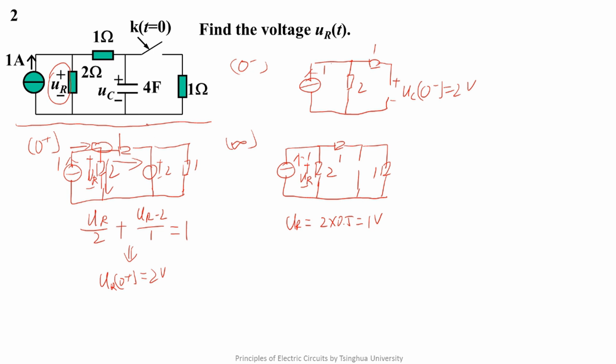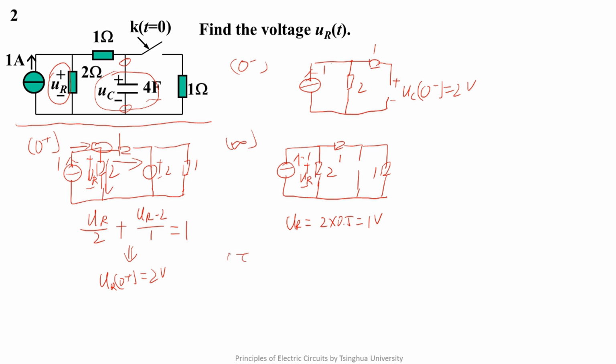There's only one energy storage element, that is a capacitor, in this circuit, so it's a first-order circuit. Tau equals RC, and C equals 4 farads. What's the value of R? Let's review the Thevenin theorem. The equivalent resistance seen from the terminals of the capacitor to the outside is just R in the time constant.